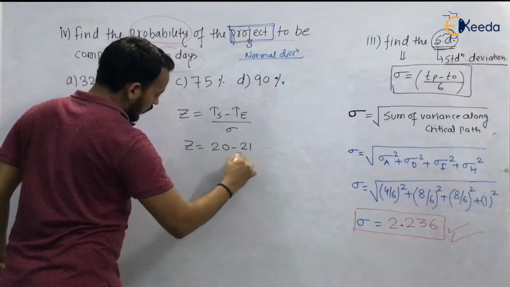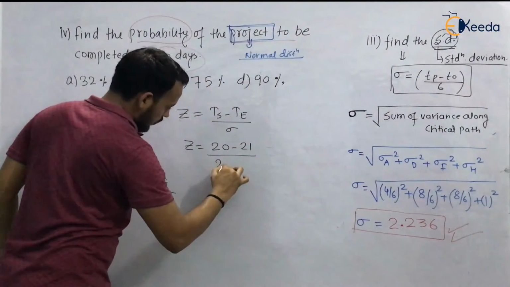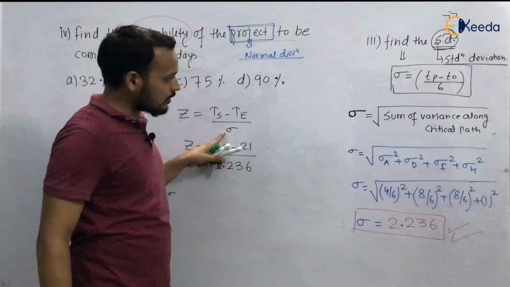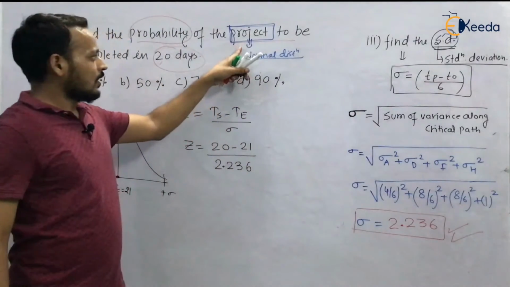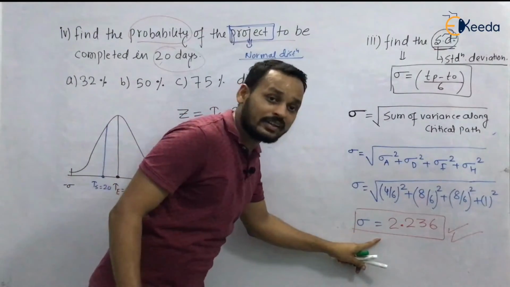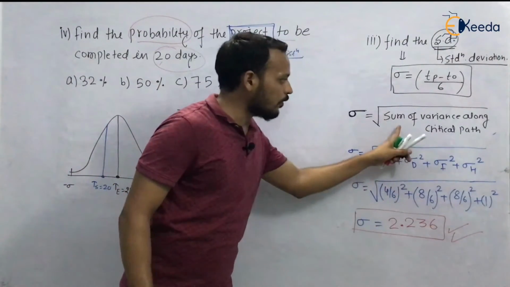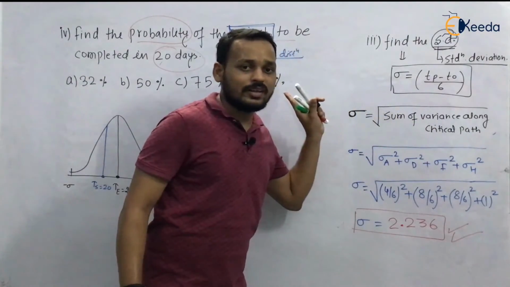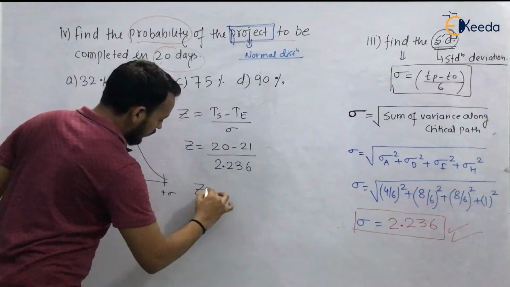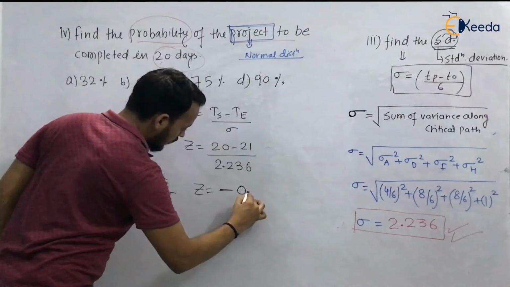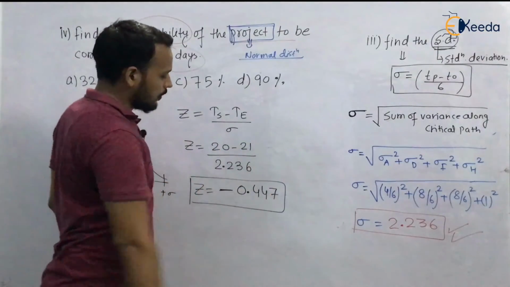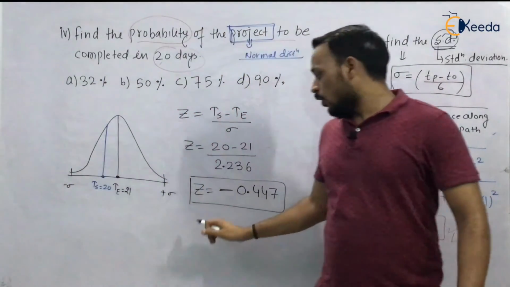20 minus 21, divided by sigma, 2.236. Now you can know why we have found the sigma only for the critical path, because you are finding a probability for project completion time, and sigma is for only the critical path, that is for project completion time. That's why you have found sigma only for the critical activities. So from here you will get Z equals minus 0.447. It will come in minus, because 20 minus 21 is negative. So you have got the value of Z.